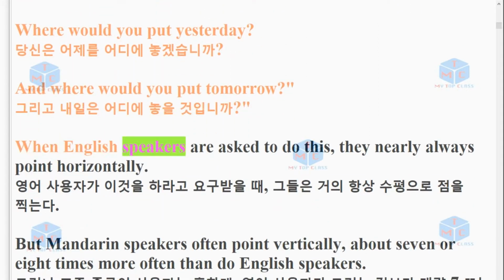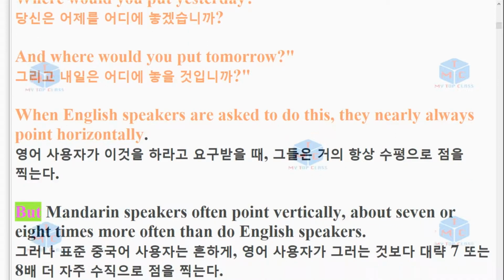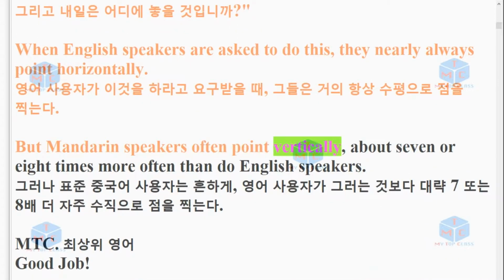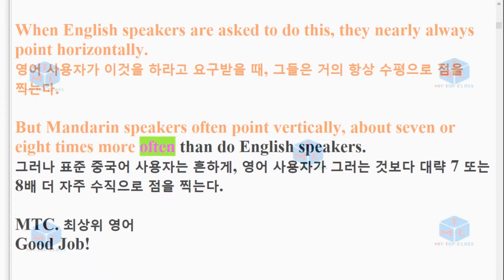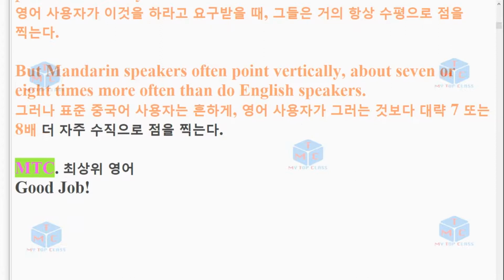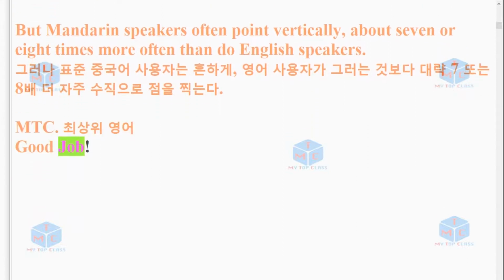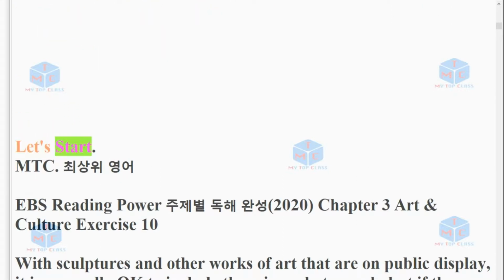When English speakers are asked to do this, they nearly always point horizontally. But Mandarin speakers often point vertically, about 7 or 8 times more often than do English speakers.